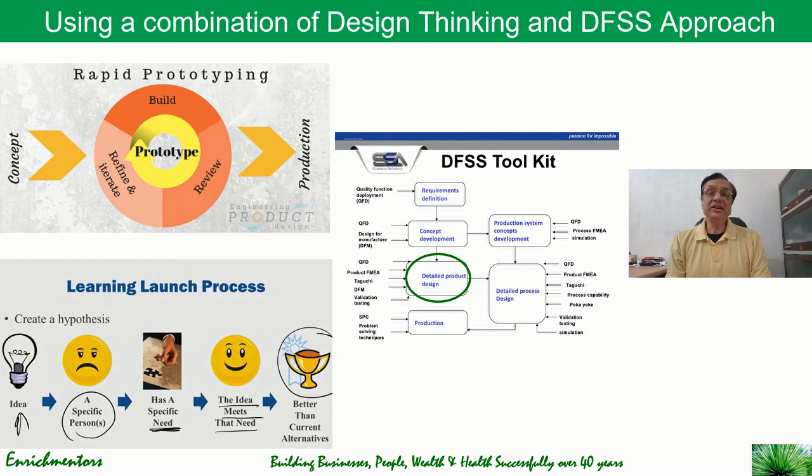Now, if you look at design thinking, which is on the left-hand part of your screen, the two great tools, the steps we can use, are rapid prototyping and learning launch as a testing methodology. Whereas from the DFSS toolkit, we could use the parts of the process where we do detailed product design and the actual production run of actually producing the product. So we could use a combination, and I think that would work significantly better than working with only one of the techniques.